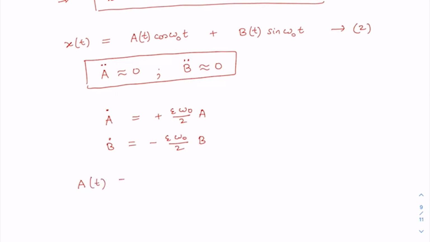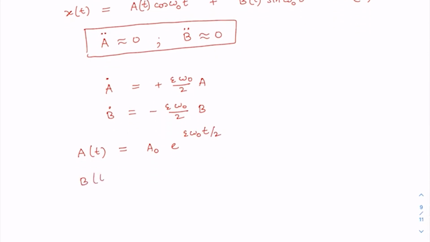So a of t would be equal to a0 e to the power epsilon omega 0 t by 2, and b of t would be equal to b0 e to the power minus epsilon omega 0 t by 2. This implies that one quadrature component is increasing exponentially with time at the cost of the other one, because the other one, b, is decreasing exponentially in time.